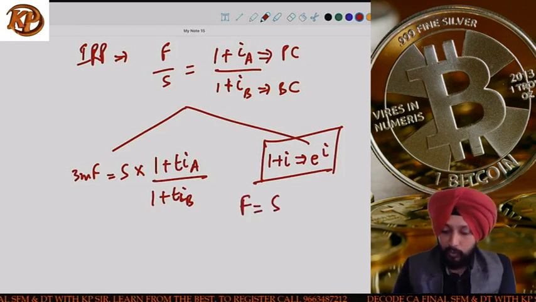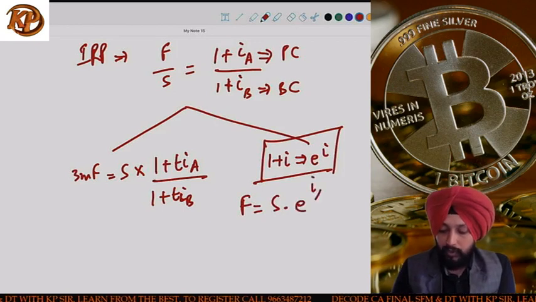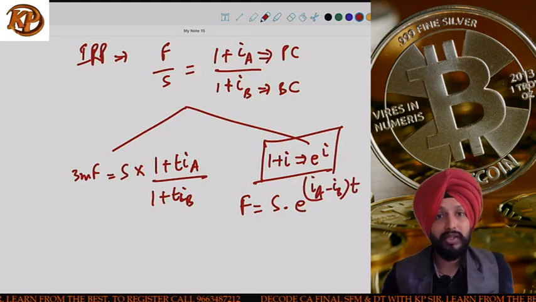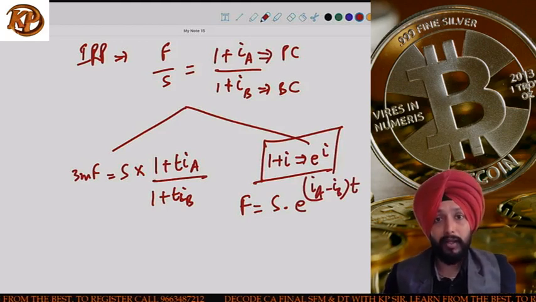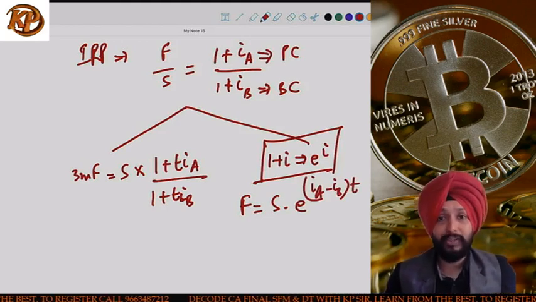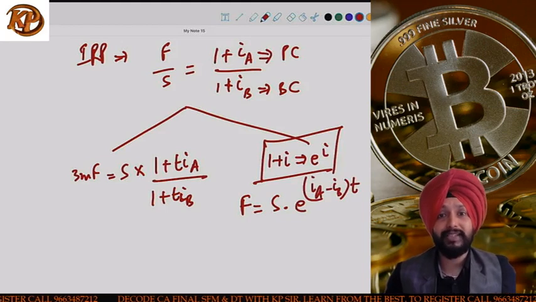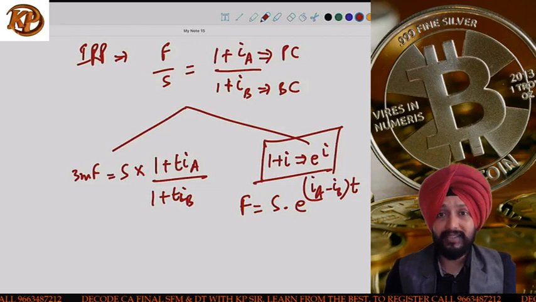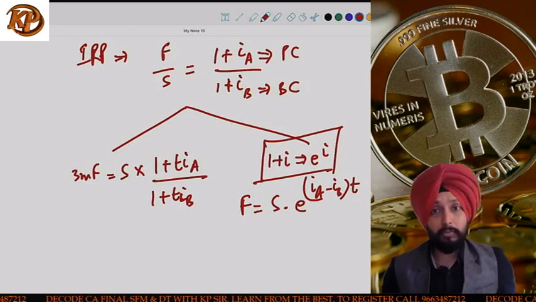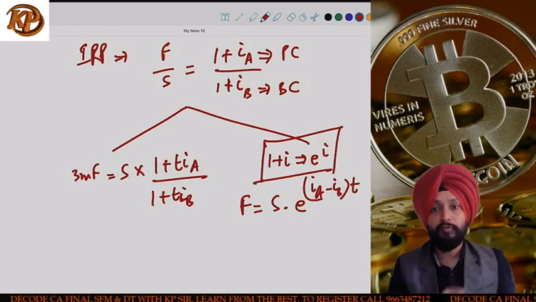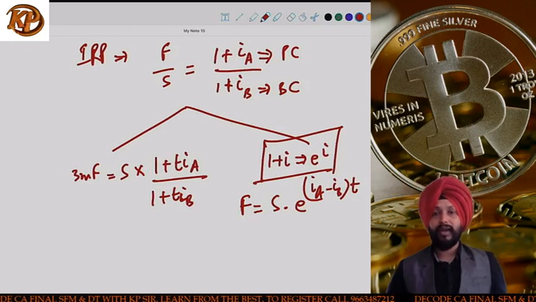So in that case the equation is F is equal to S into e to the power (IA minus IB) into T. This is the equation we use in case of continuous compounding for IRP. F is equal to S into e to the power (IA minus IB) into T, where IA represents the price currency, IB represents the base currency, and T represents the time adjustment which will be done based on the maturity of a forward contract. This is the discussion guys we have done.